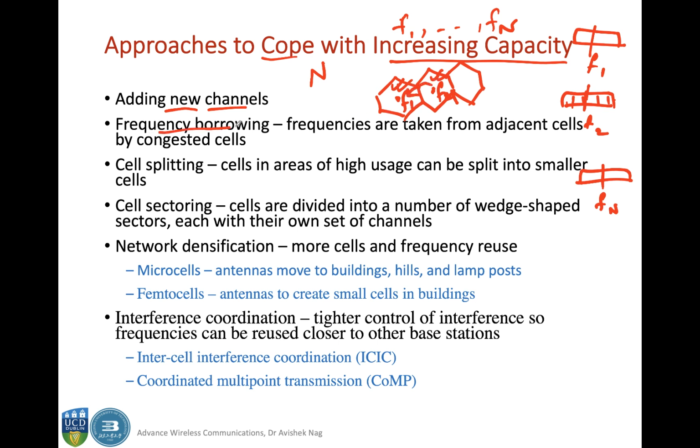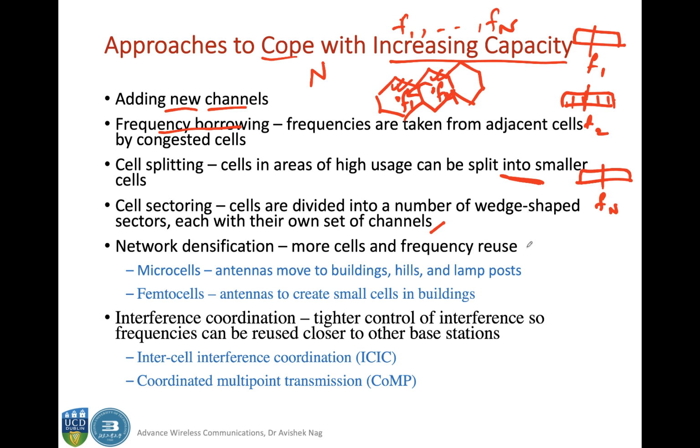Okay, so that is what is frequency borrowing. You can have cell splitting. So cells in areas of high usage can be split into smaller cells. We will get into this concept right now in a separate slide. What is cell splitting? We can also have cell sectoring. So cells are divided into a number of wedge shaped sectors, each with their own set of channels. I will also get to this concept in the next slide.